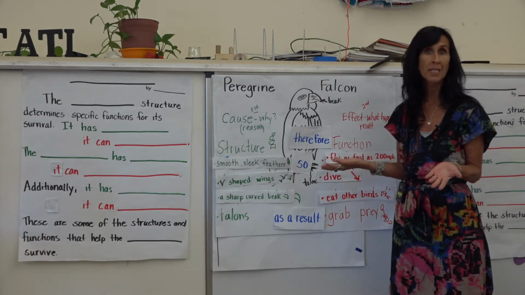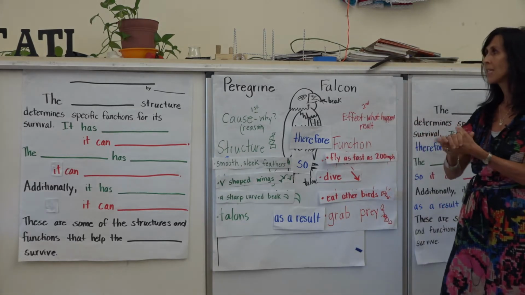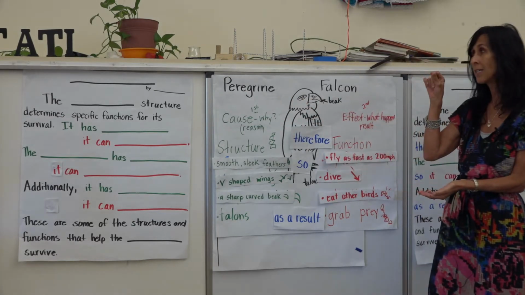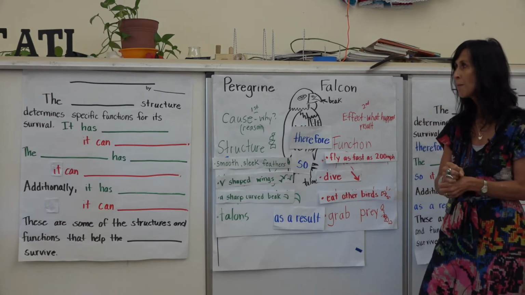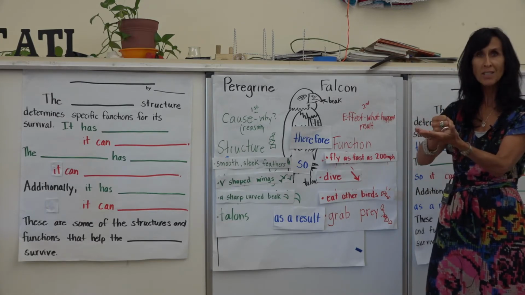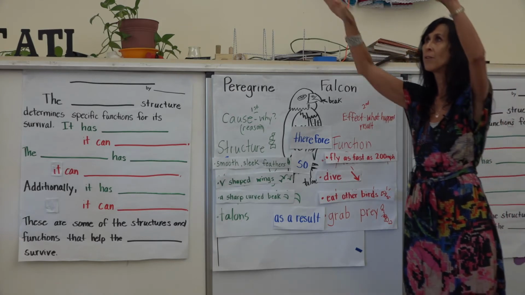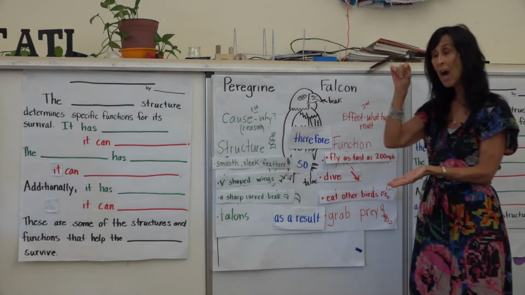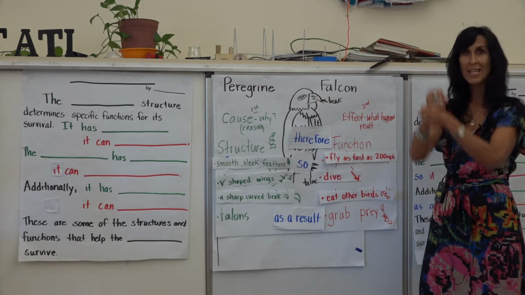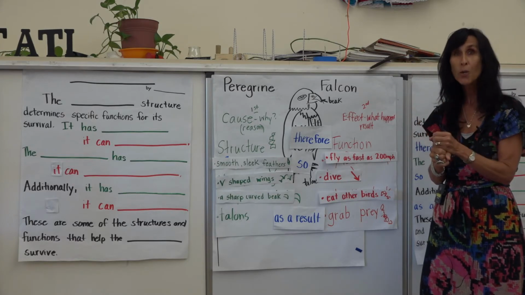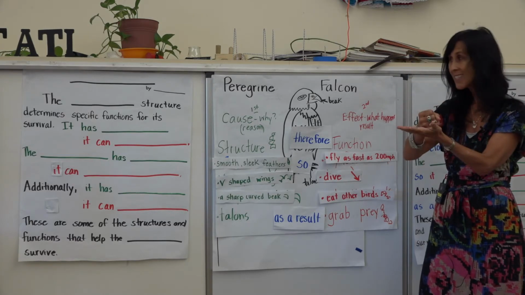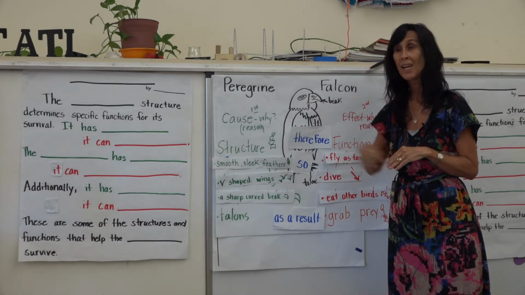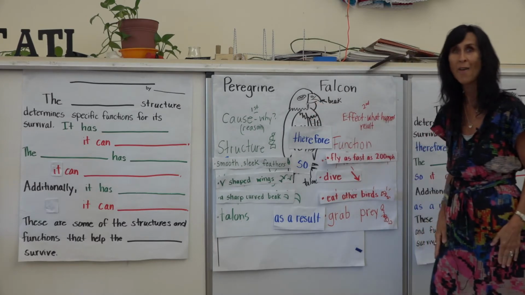This could be our topic sentence in our informational paragraph. We could say something like this. The peregrine falcon's structure determines specific functions for its survival. Practice that with me. The peregrine falcon's structure, say structure, determines specific functions for its survival. Tell your family the sentence that we just said. I'll act it out.